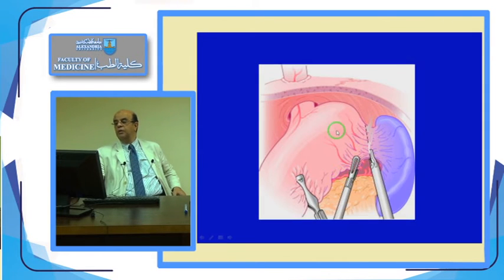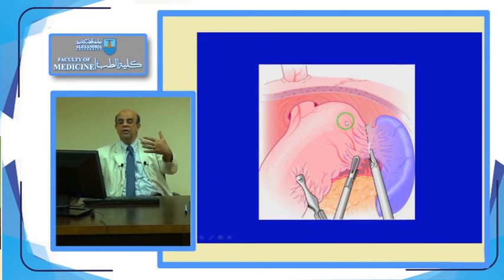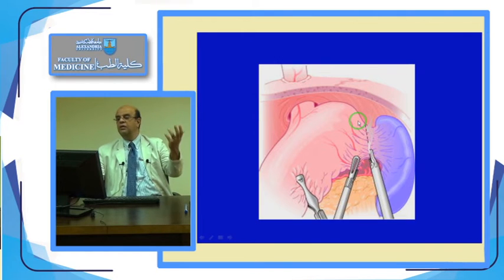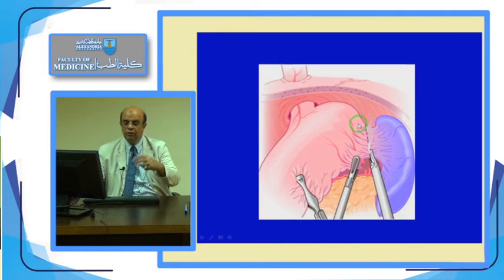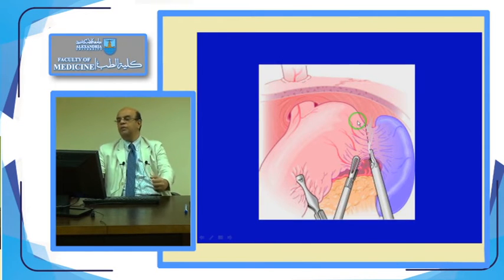So we start by mobilizing the gastroesophageal junction. We cut the short gastric vessels that attach the fundus of the stomach to the spleen to permit the fundus to be free and floppy and easy to turn around the esophagus, not causing tight compression if it's not floppy and mobilized.